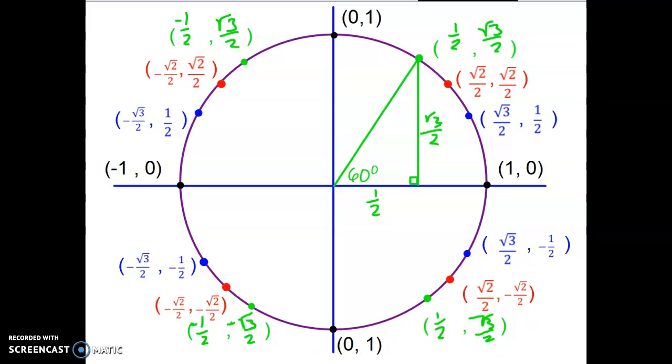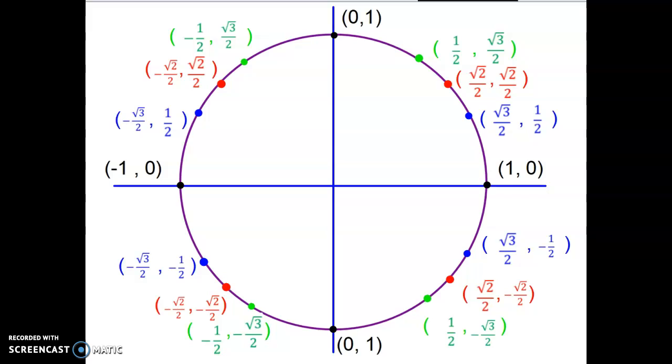Okay, so if you missed any of those, here they all are typed out. Pause the video, grab the correct colors, and fill in all of those values around the unit circle. All right, and what we're going to work on tomorrow in class is being able to answer questions about those using the values that you have.